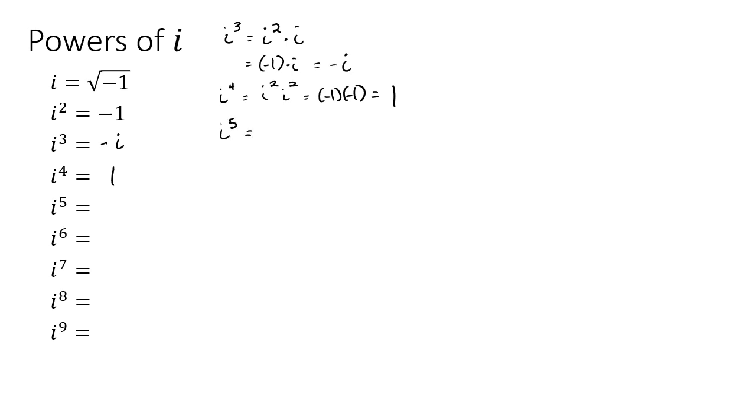i to the 5th power would be i to the 4th times i, but if i to the 4th is +1, i to the 5th power is actually exactly the same as i to the 1st power. And so what you're going to find is that if you keep this pattern up, if you just multiply in an extra i each time, i to the 6th, you would multiply another i, and you would just get i squared, which would be -1 again. Then you would get -i, +1, +i. And so what happens is you get this pattern.